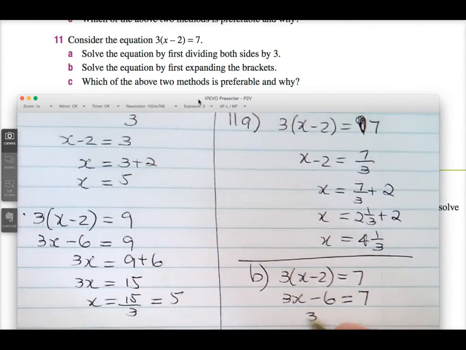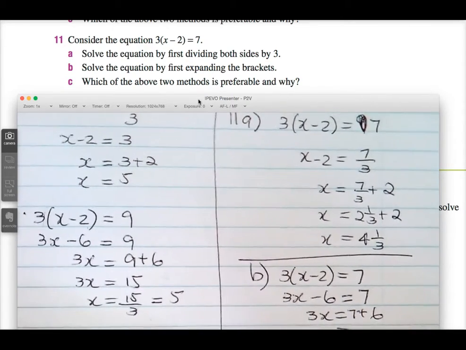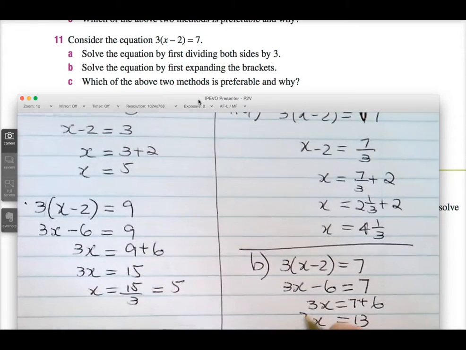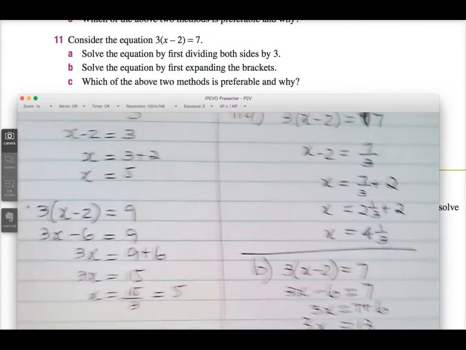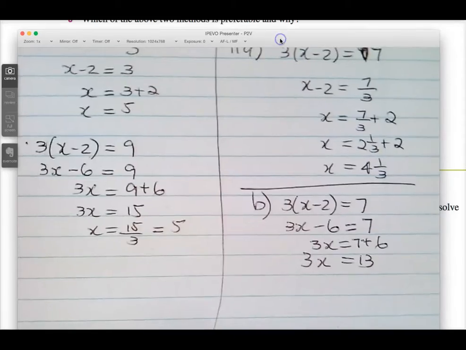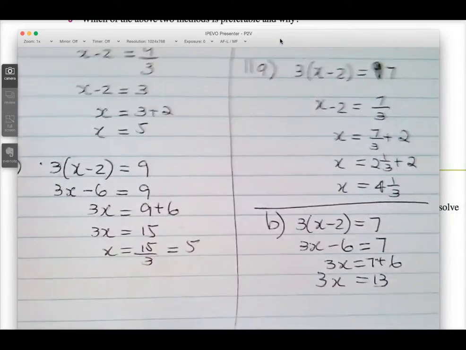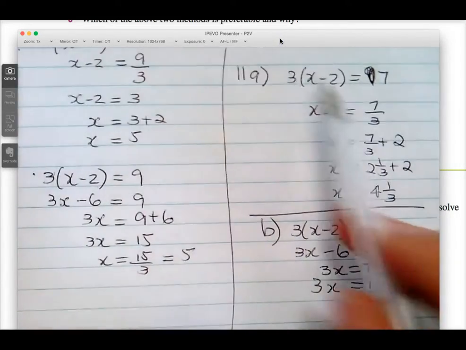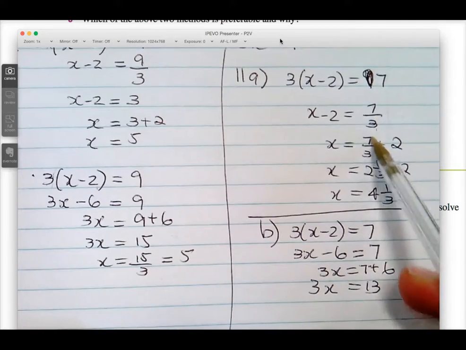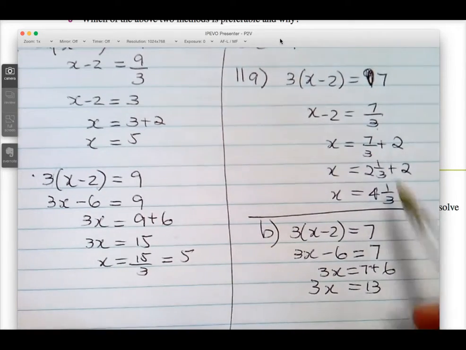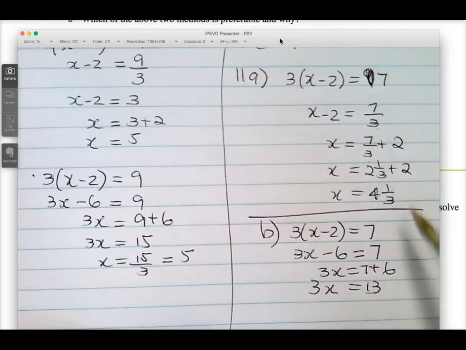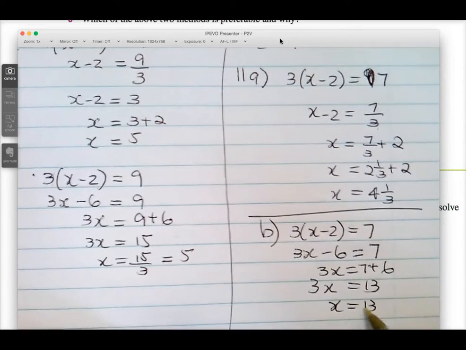7 plus 6 is 13. So in question 11, we're trying the two different methods. The first one we're dividing by 3, but we're just going to leave it as 7 over 3, which happens to be 2 1/3. In the second method, we're expanding, which is the same answer, 4 1/3.